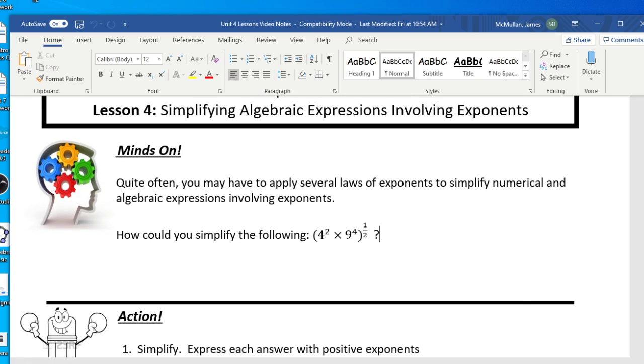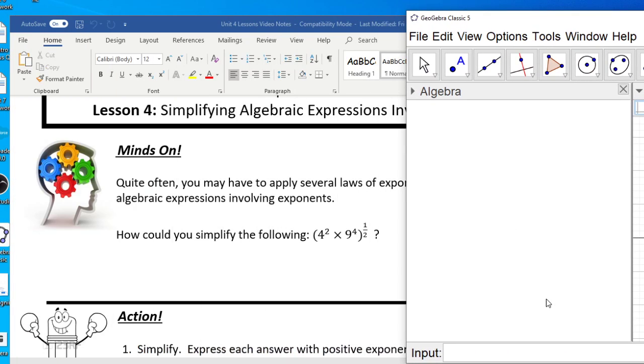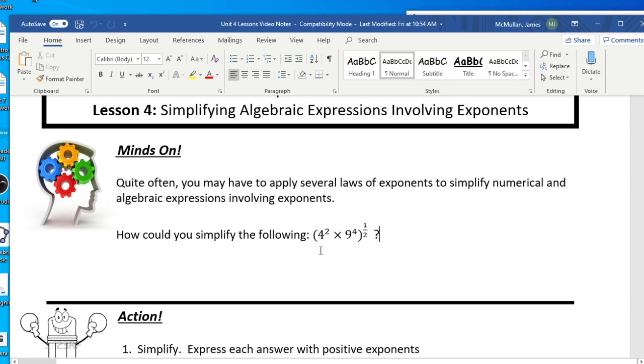Now remember, a common strategy when you're doing something like this is go ahead and calculate it first, right? So type in what it says, 4 squared times 9 to the 4, all to the power of 0.5, and you get an answer. And now at least you know what could be right. As long as the thing you come up with is also equal to 324, then it would work.